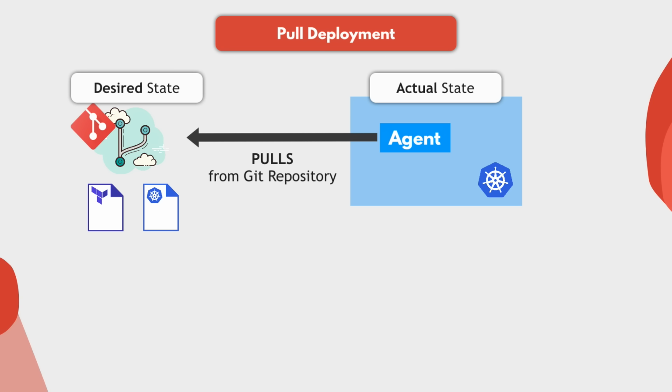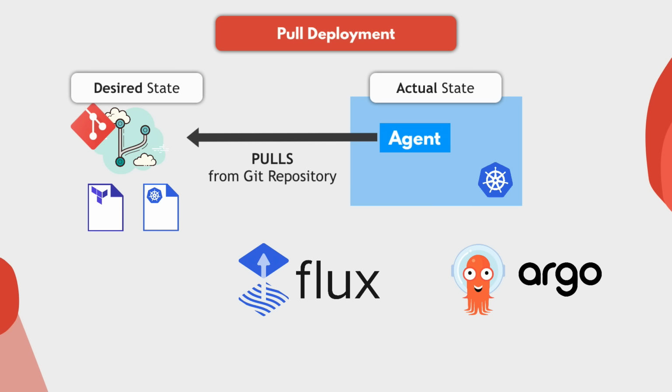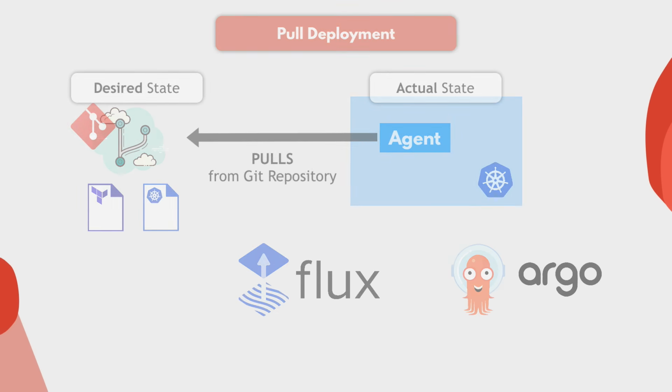Examples of GitOps tools that work with the pull-based model are FluxCD and ArgoCD, which run inside Kubernetes cluster and sync the changes from the Git repository to the cluster.